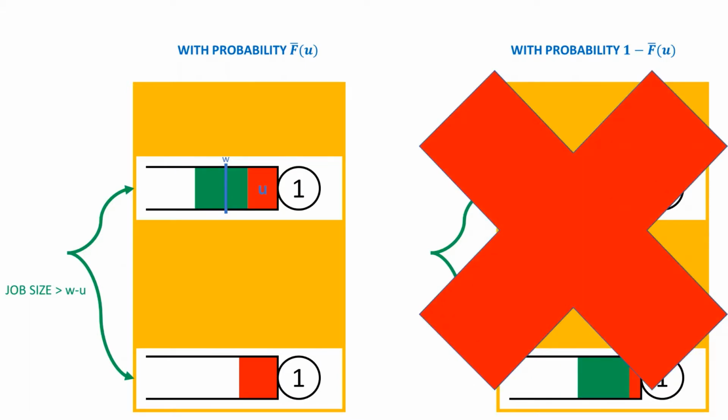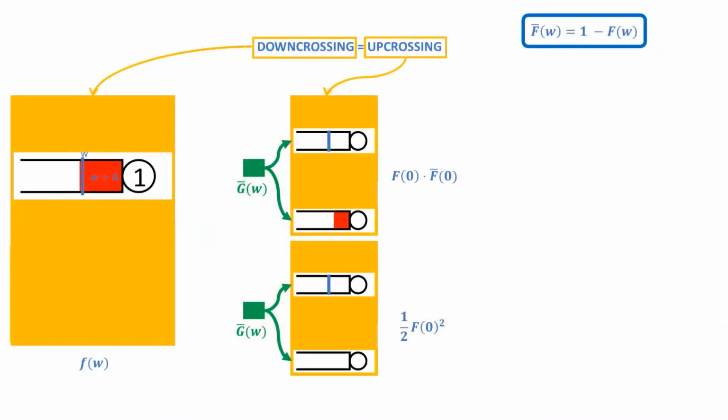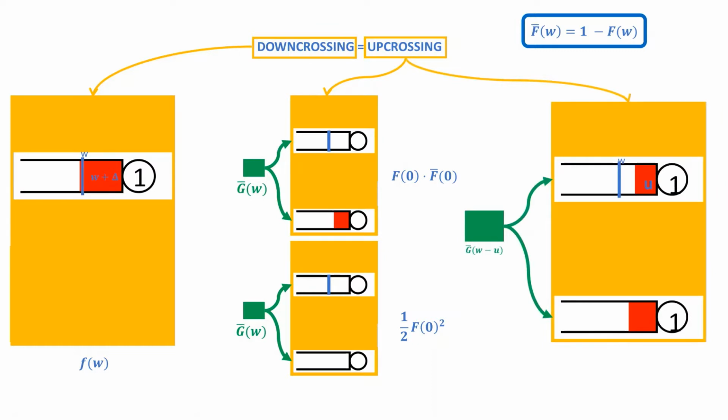Therefore, we may summarize this case as having a job size which exceeds W minus U, a cavity queue with exactly U work and a second queue with more than U work. This occurs with probability G bar of W minus U multiplied by F of U times F bar of U. Of course, we still need to integrate this value over all possible values for U. That is, we need to integrate from 0 to W.